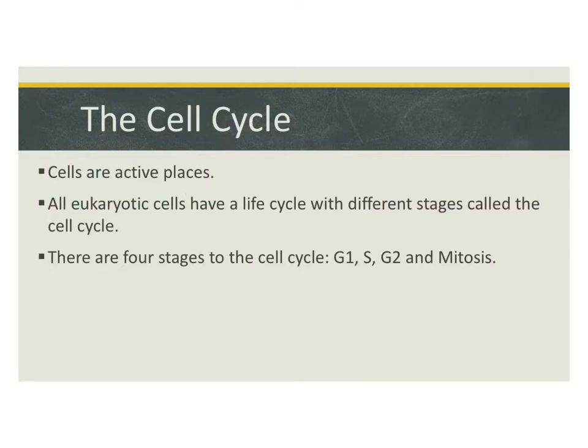All eukaryotic cells, remember, cells that have a nucleus and all these cellular organelles, have a life cycle with different stages in it. And we call the whole cycle of a cell's life the cell cycle. Kind of makes sense. We're going to talk about the 4 stages of the cell cycle now. They are G1, S, G2, and then finally mitosis.